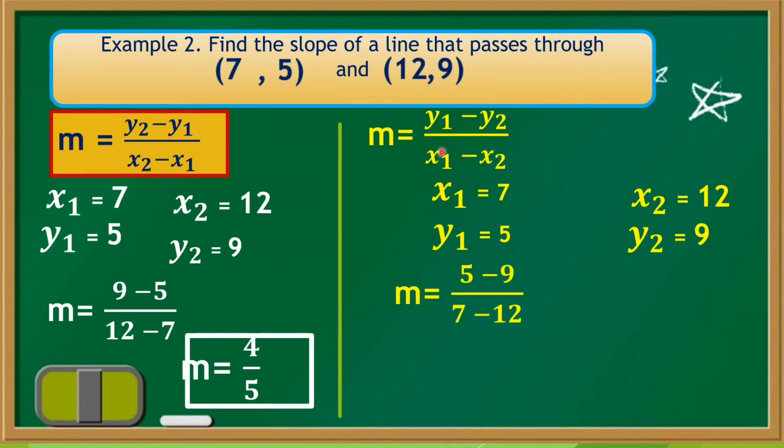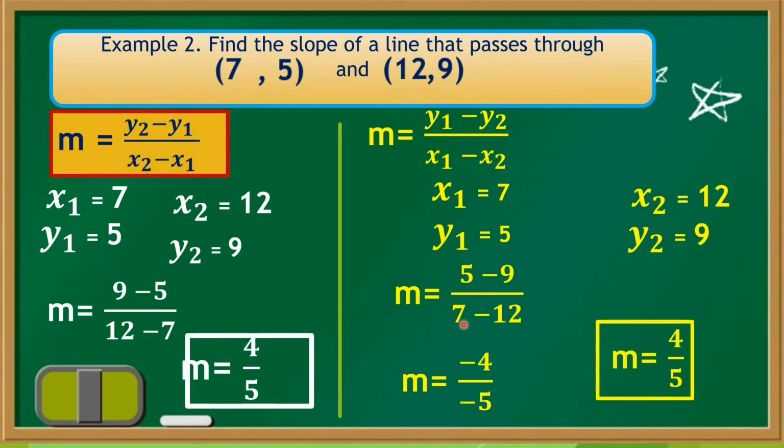Y sub 1 is 5 minus y sub 2 is 9 over x sub 1 is 7 minus x sub 2 is 12. Then the slope equals 5 minus 9 equals negative 4 over 7 minus 12 is negative 5. Negative 4 over negative 5 is positive 4 over 5. We have the same value of slope.